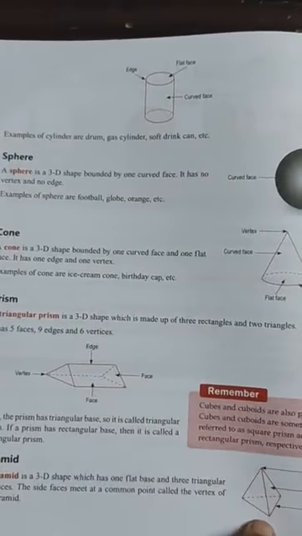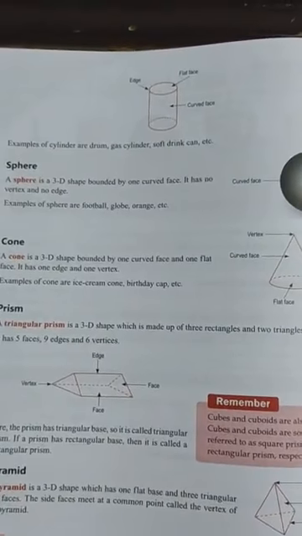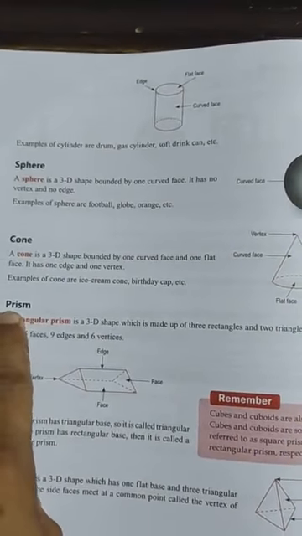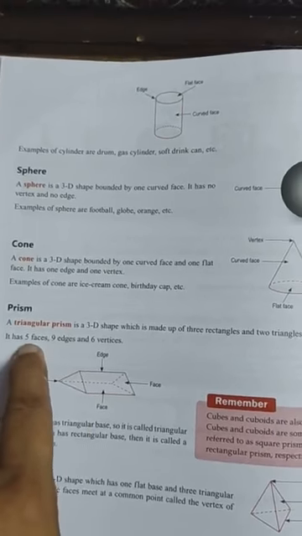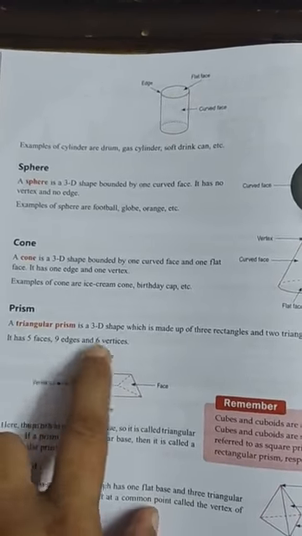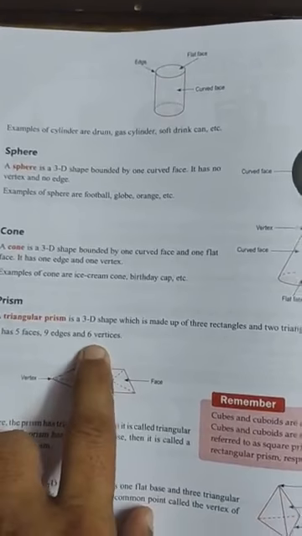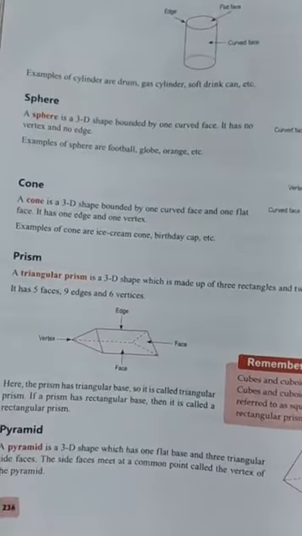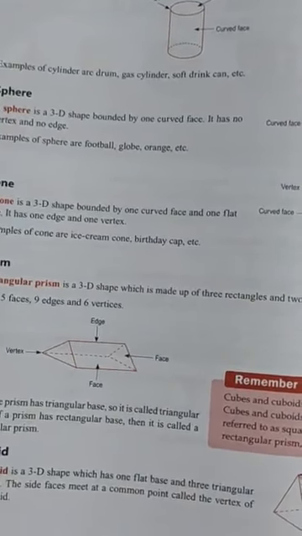3 rectangles and 2 triangles. Okay. It is called what? A prism. It has 5 faces, 9 edges, and 6 vertices. So let me show you a prism.